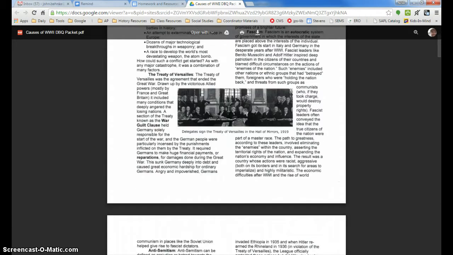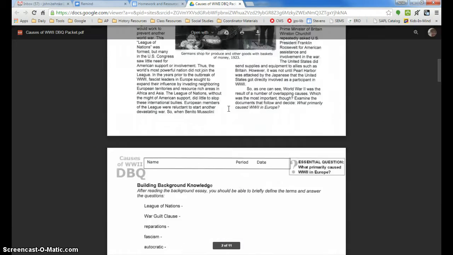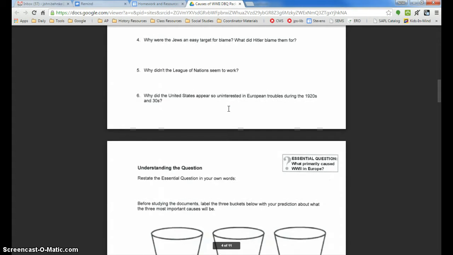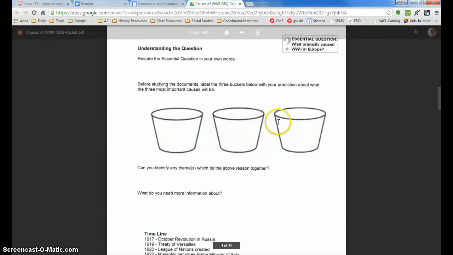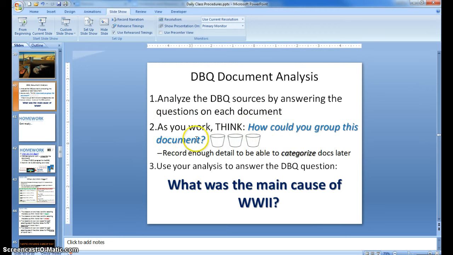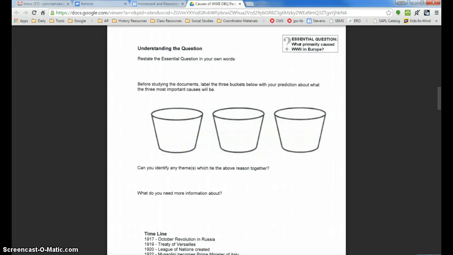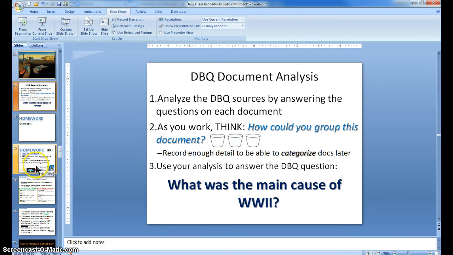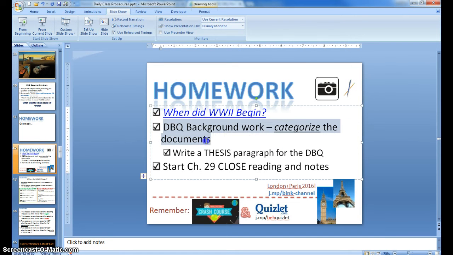There's the background essay you've already done. There's the questions that go along with the background essay. There's some buckets you might want to use when you categorize. That's part of your homework, is categorize the documents. How could you group this document? What label could you give it? So for instance, if it talks about territory, maybe you could make a box called territory. So that's part one, is categorize the documents.